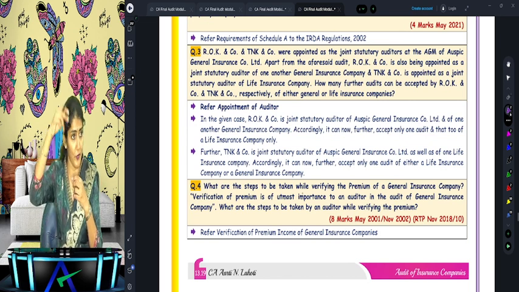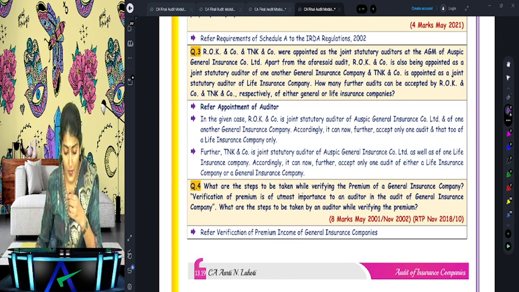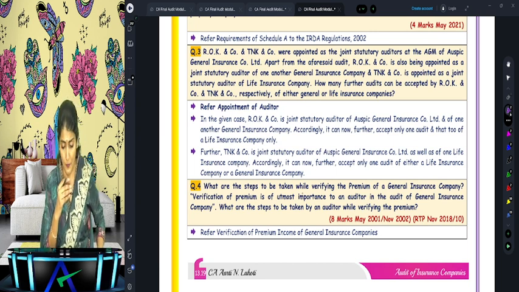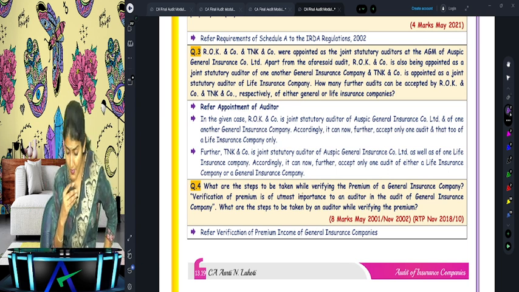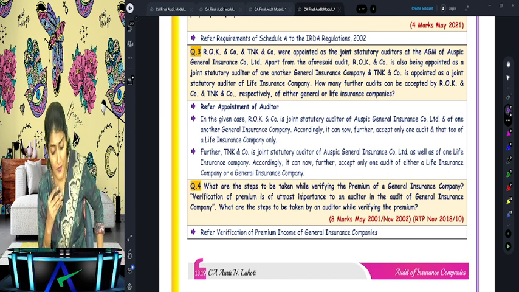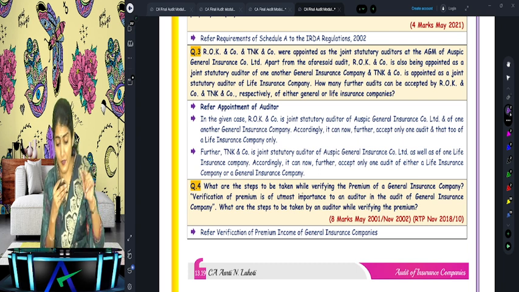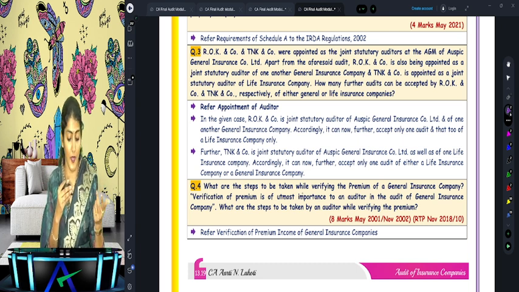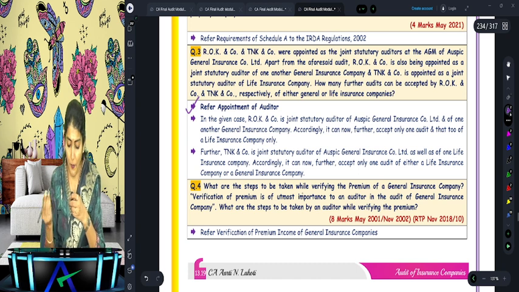Do you remember those 4 headings over there? Right, then ROK and company, TNK and company were appointed as the joint statutory auditors at the AGM of Auspice General Insurance Company Limited. Apart from the aforesaid audit, ROK and company is also appointed as a joint statutory auditor of another general insurance company, and TNK and company is appointed as a joint auditor of a life insurance company. How many further audits can be accepted by ROK and TNK company respectively of either general or life insurance company, right? So again, you need to refer to the appointment of the auditor.